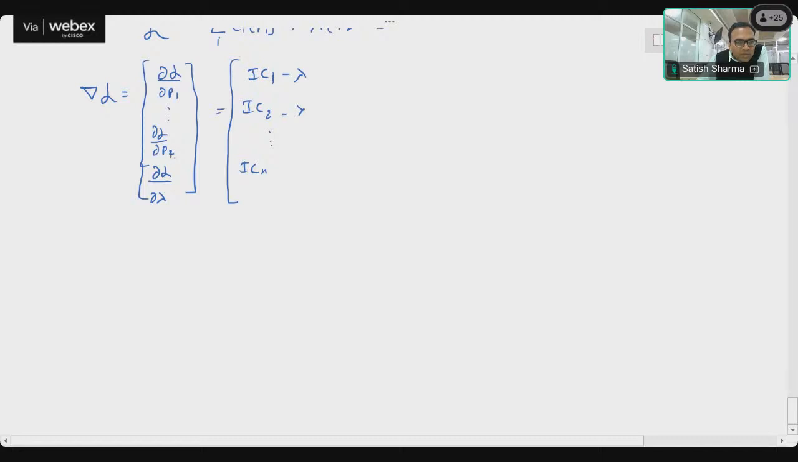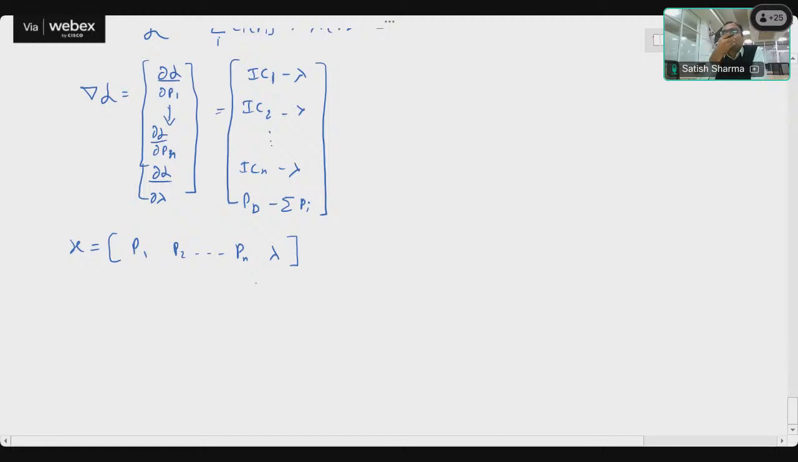Okay, let me make it n. So 1 to basically n, minus lambda times the last part, which was PD minus summation of pi. So this is the gradient. Now let me define x. So x in this particular case will be p1, p2, and up to pn, and lambda as well. So these are my variables.